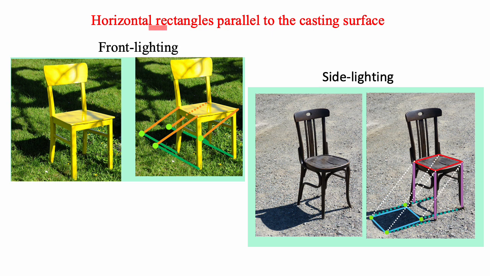Horizontal rectangles that are parallel to the ground are common, like the seat of a chair or a tabletop. And all you need to do is use the legs as poles, so you have shadow lines going through the bottom of the legs and light rays going through the top to find intersections on the shadow. And this is the same thing except with side lighting.